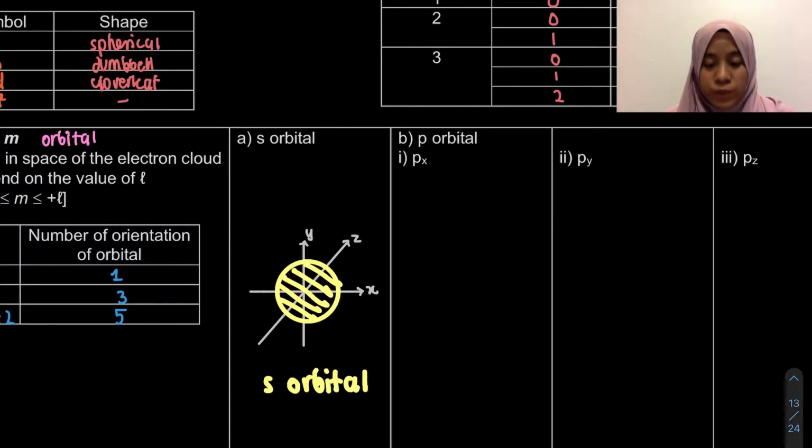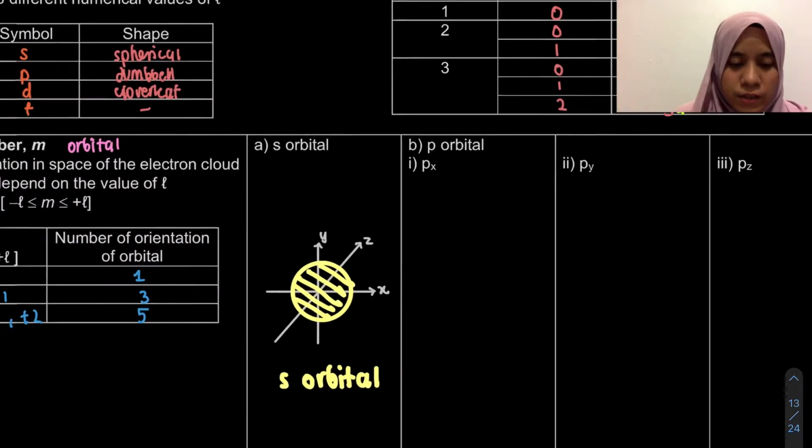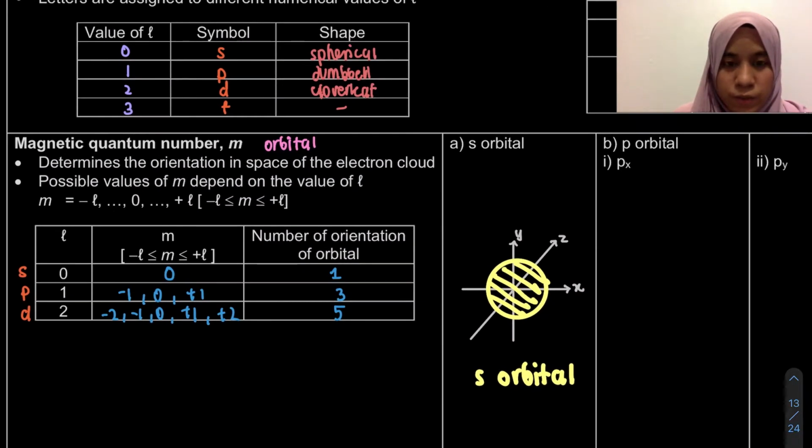So that's the first one. Later, if the question specifically says 1s, 2s, 3s, we have to be specific. This is the s orbital. So we look here: the number of orientations of the orbital is only 1. So here, there is only one possibility.